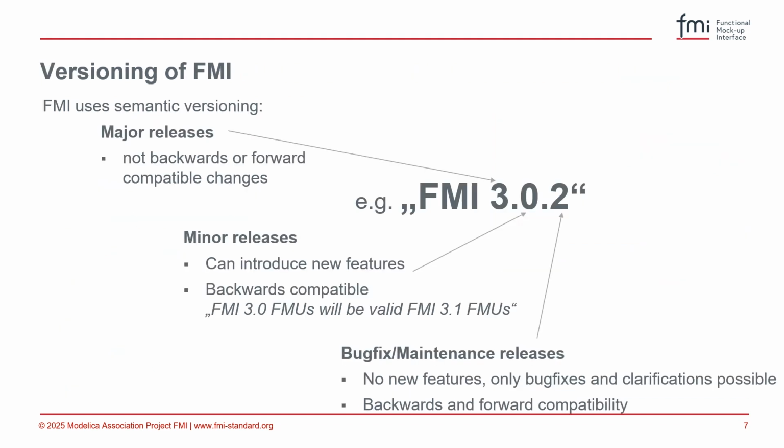The FMI standard uses semantic versioning with major, minor, and maintenance releases. Major releases are for non-backwards or forward-compatible changes. Minor releases can introduce new features, but are backwards compatible in the sense that, for example, an FMI 3.0 FMU will also be a valid FMI 3.1 FMU. Bug fix releases introduce no new features, only bug fixes and clarifications, and thus they are backwards and forward compatible.